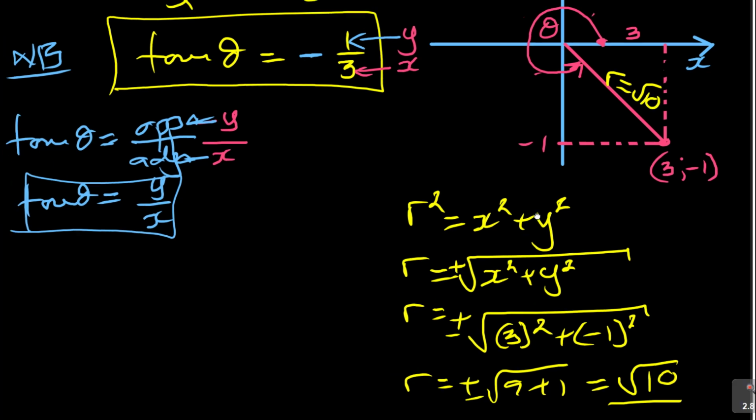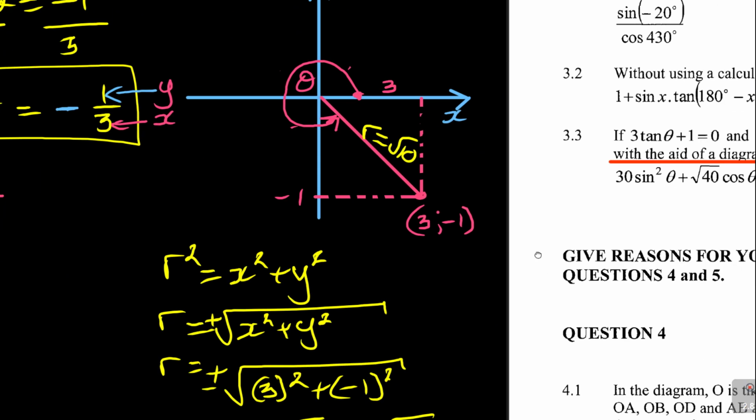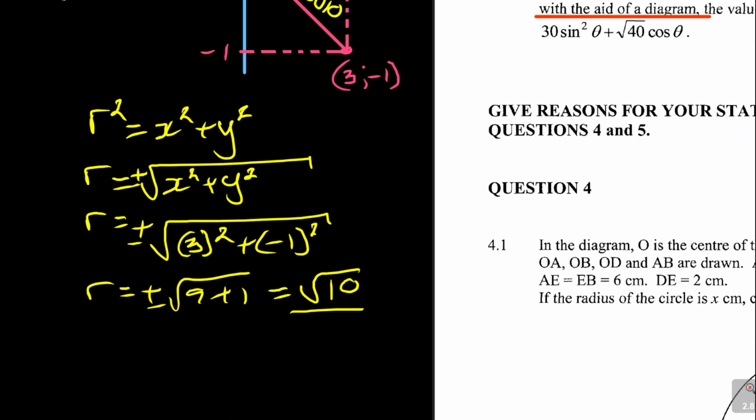Now when you've done this, you have done the heavy lifting here. You can then come here and write that question now that they asked, to say what is 30 sine squared theta plus square root of 10 cos theta.